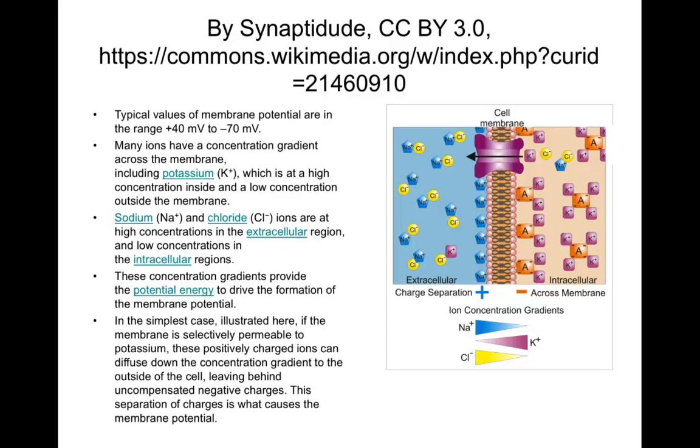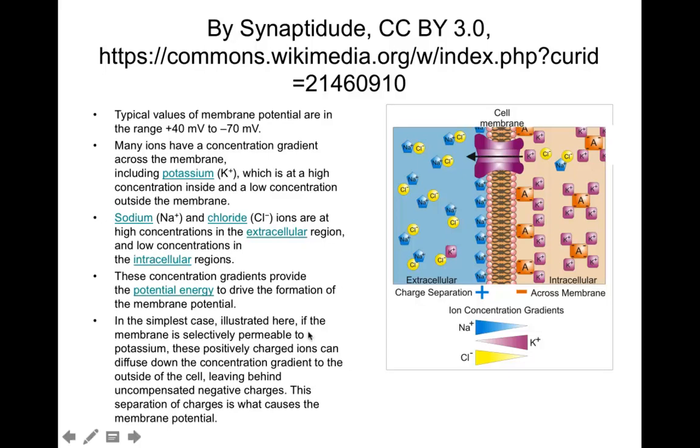Potassium is one of these. It has a high concentration in the cell and a low concentration out of the cell, whereas sodium and chlorine tend to have higher concentrations outside of the cell and lower concentrations inside of the cell. So the ions that are present in a high amount, like potassium inside the cell, will diffuse through the cell membrane. And as they diffuse through the cell membrane, they create a voltage.